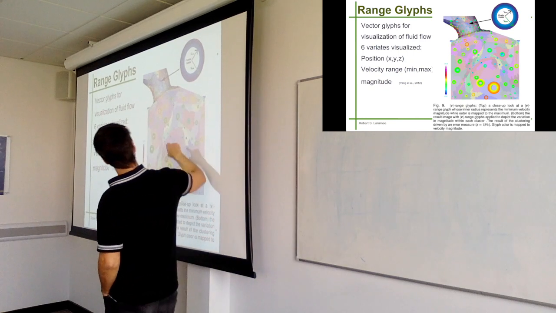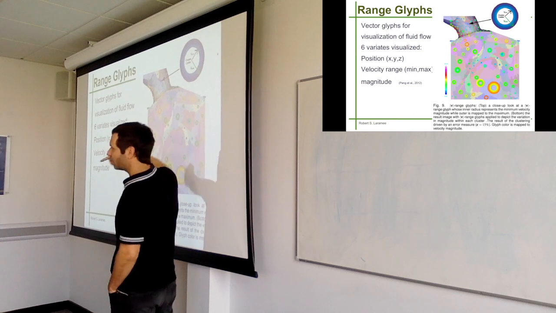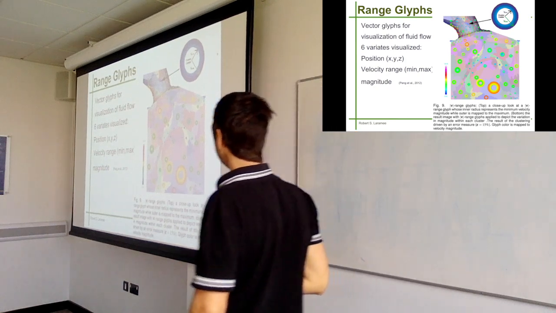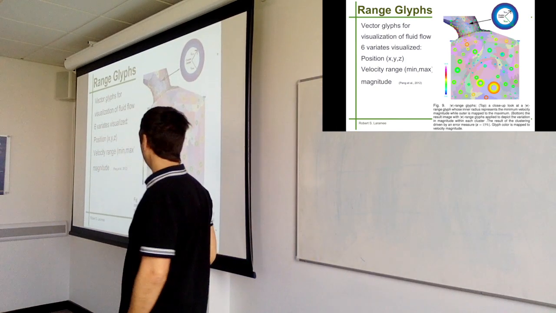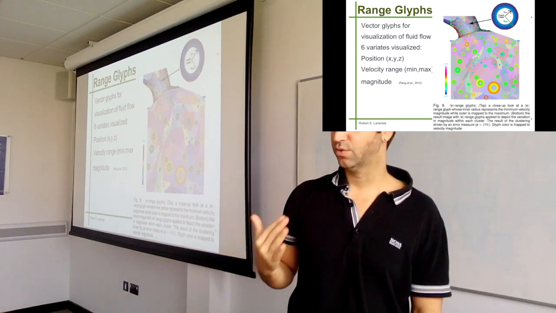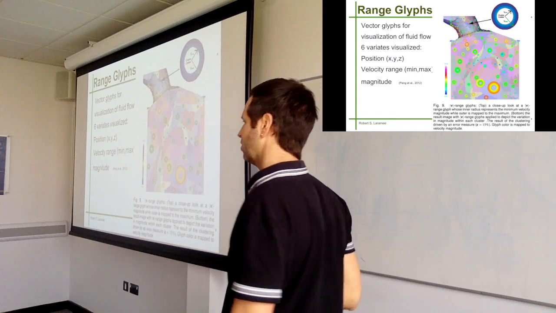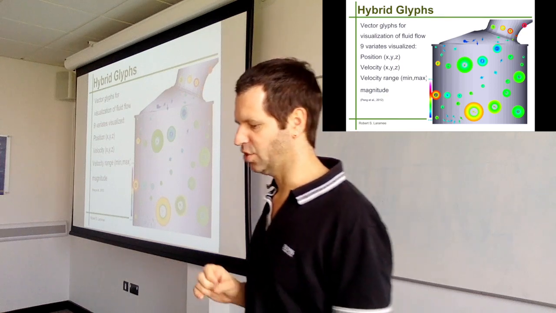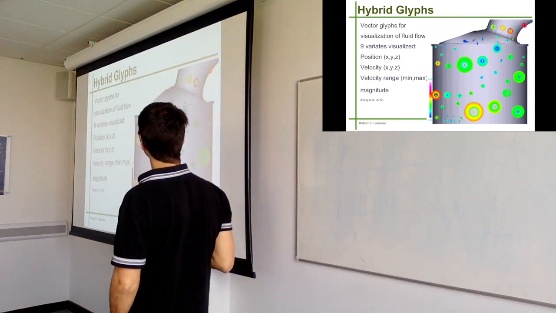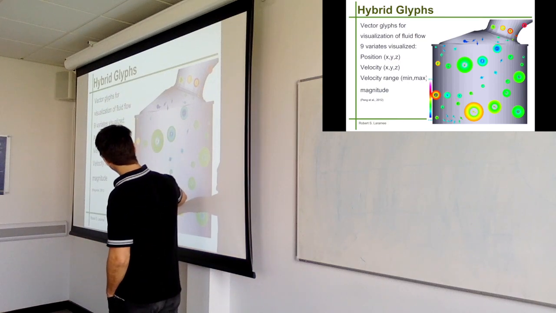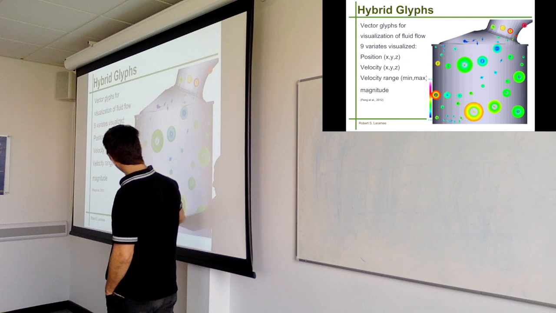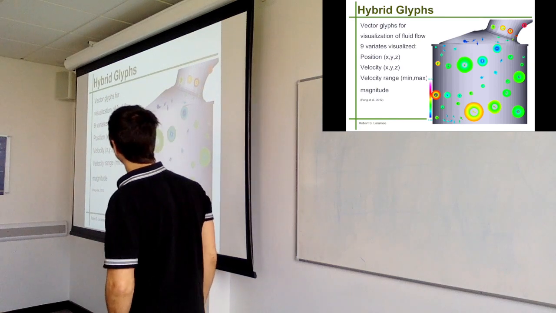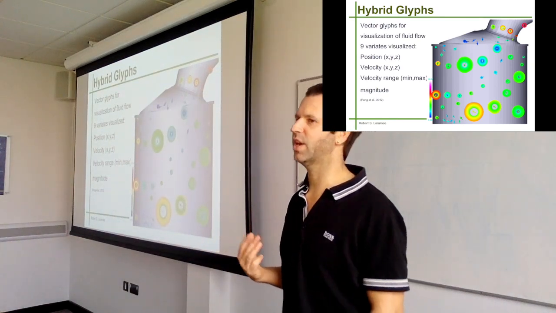inside a cluster. And these regions of uniform color are clusters of glyphs instead of a single glyph. So that's just another example of a glyph. We're going through lots of examples of high-dimensional glyphs. And these are combinations of the two different range glyphs: the vector magnitude glyph, but also the theta range glyphs inside. So there are 9 variates visualized there. So the more variates you have, the more complicated the glyphs are.